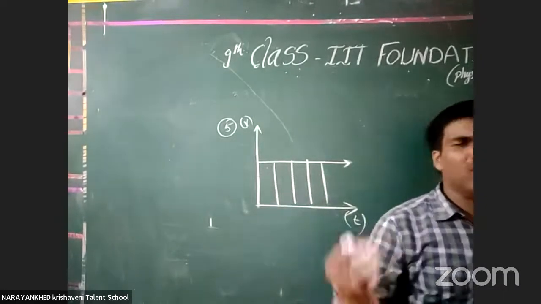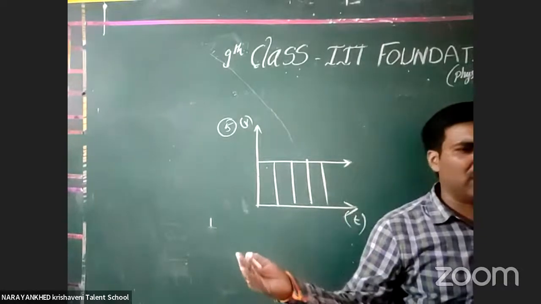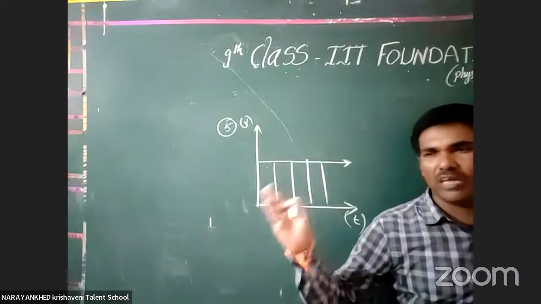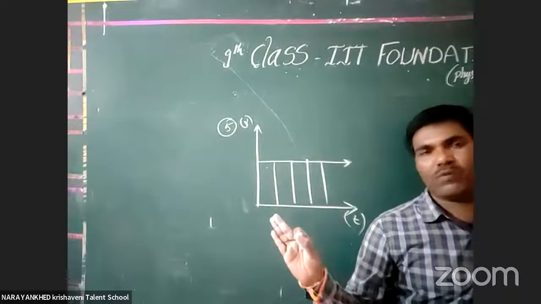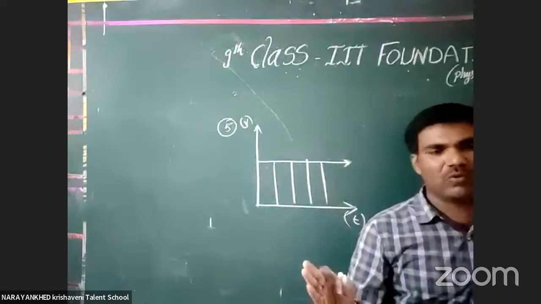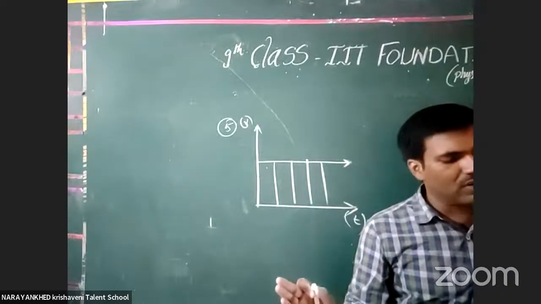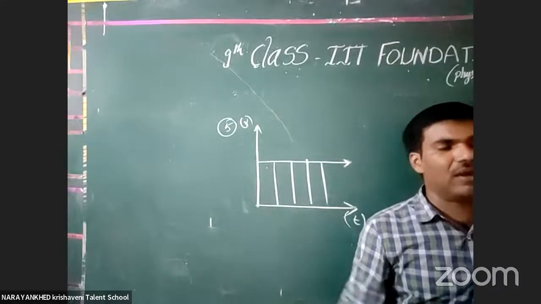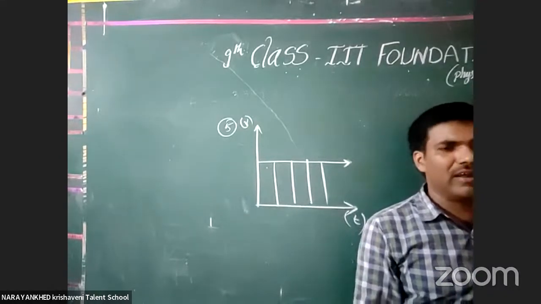When the body is moving with a uniform velocity, the acceleration of the body becomes zero. Why? Because there is no change in the velocity. No change in the velocity, nothing but acceleration will become zero. Got it or not? Next, its displacement can be found by finding the area of the graph. Okay, clear or not, all the students?